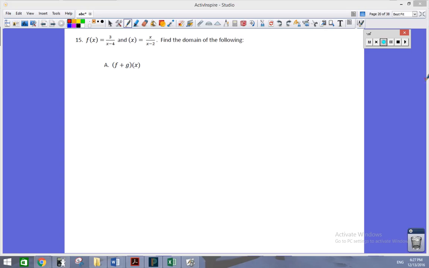We are looking at our review for college algebra for the semester one final, and here we're given two functions and asked to find the domain of this new function f plus g. What's amazing is I don't even have to find the equation for this f plus g. I can find the domain for f plus g by finding the domain of f and intersecting it with the domain of g. So hopefully we're getting better and better at doing this.